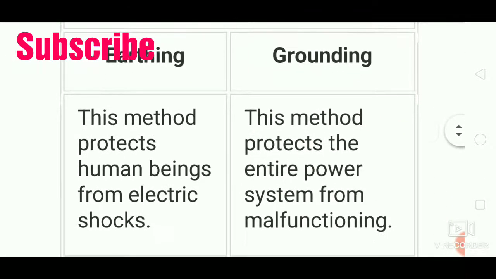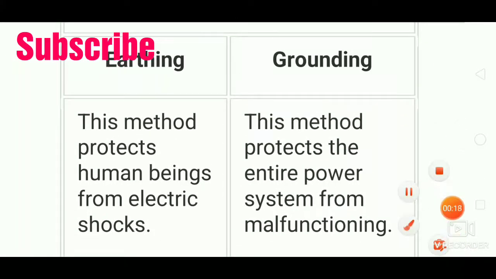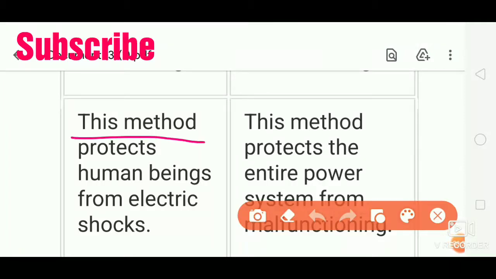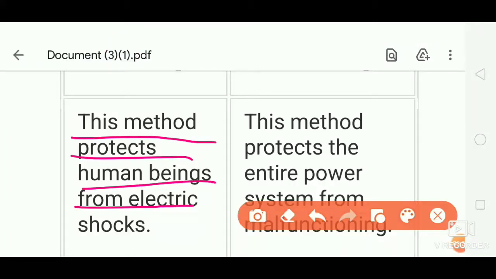Here we see the first difference between earthing and grounding is the method of protecting human beings from electric shock. Earthing protects human beings from electric shock, but grounding protects the entire power system from electrical malfunction. So grounding protects electrical systems from malfunction, but earthing protects human beings from electric shocks. This is one difference between earthing and grounding.